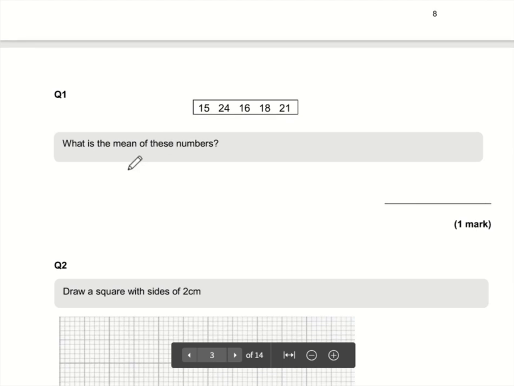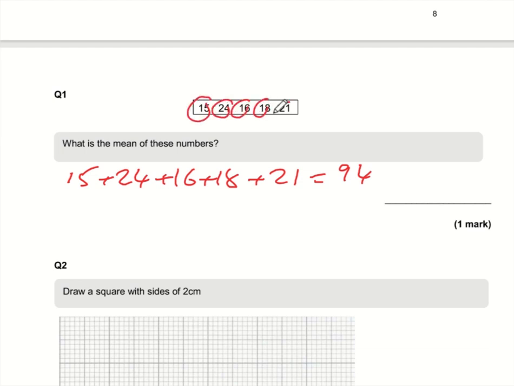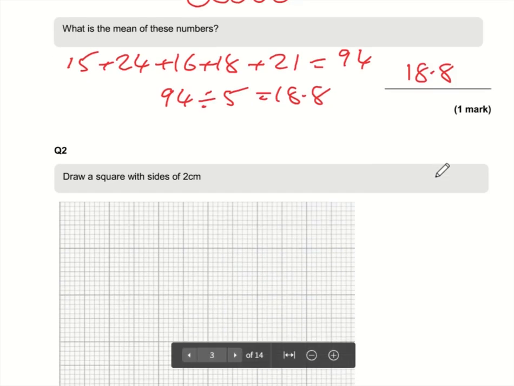So question number 1, what is the mean of these numbers? So for the mean, what we need to do is add them up. So 15 plus 24 plus 16 plus 18 plus 21, that is a total of 94. And we are dividing by 1, 2, 3, 4, 5. 94 divided by 5 is 18.8. So 18.8 is the mean.